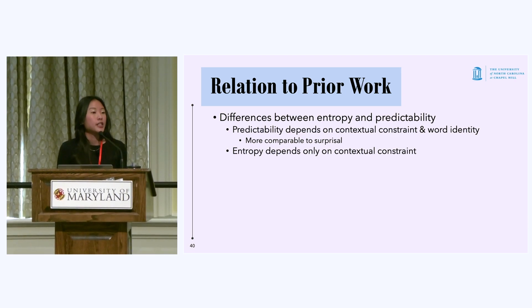Relating to that prior work I talked about with additivity and interaction with frequency and predictability, I want to highlight that there's a key difference between entropy and predictability. So predictability depends on 2 things. One is the contextual constraint, and second is the identity of the word. So this is more comparable to surprisal, versus entropy, which depends only on contextual constraint.